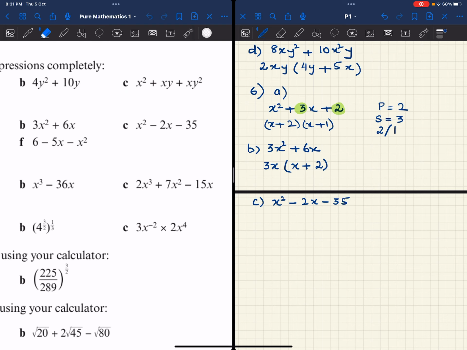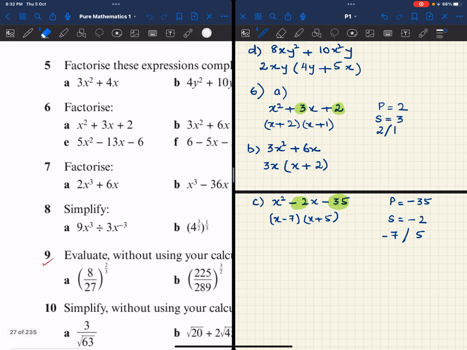If we observe, there's nothing common in all the 3 terms, so we will solve this by product and sum. Product is negative 35, which is the constant, and the sum is negative 2, which is the coefficient of x. What are the two numbers that multiply to give us 35 and also have a difference of 2? 7 5s are 35. They have a difference of 2. Since the sum is negative, the greater number should be negative. So the factors are x minus 7 and x plus 5.